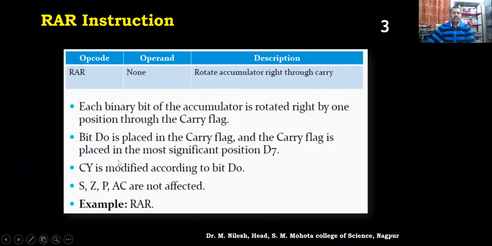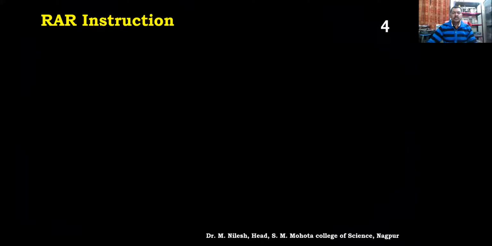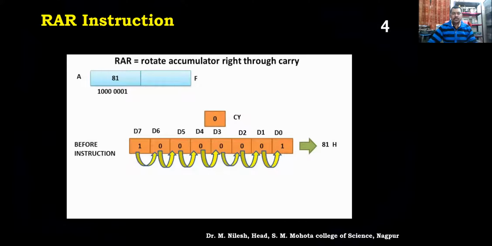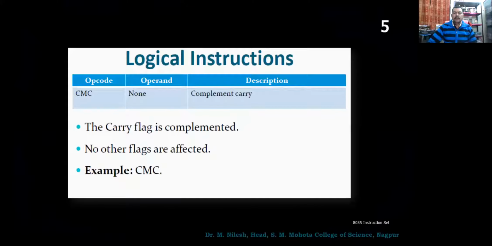We need to use the instruction RAR, which means the contents of the accumulator are rotated right by one through carry, and we will be doing that along with some more logical instructions. After execution, the bits get shifted towards the right through the carry. So 0 is shifted over here, and accordingly we get another number, and that can be used. And this is another instruction that we are expecting to use, that is complement the carry.